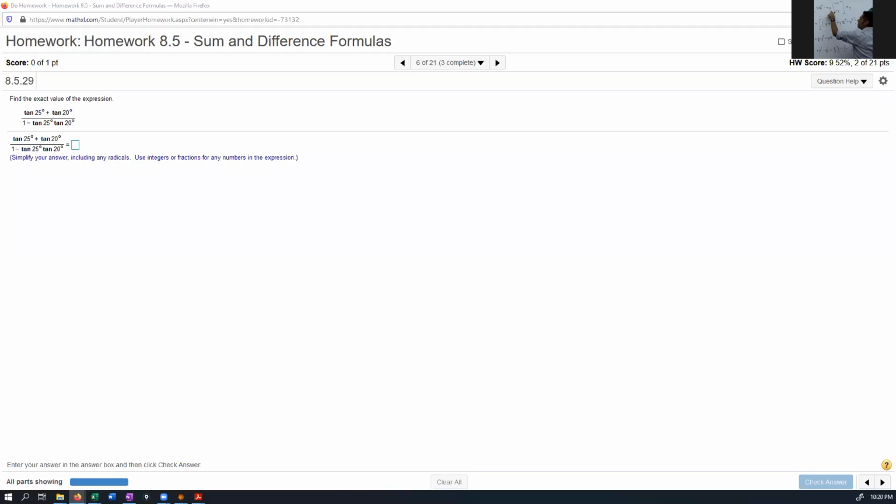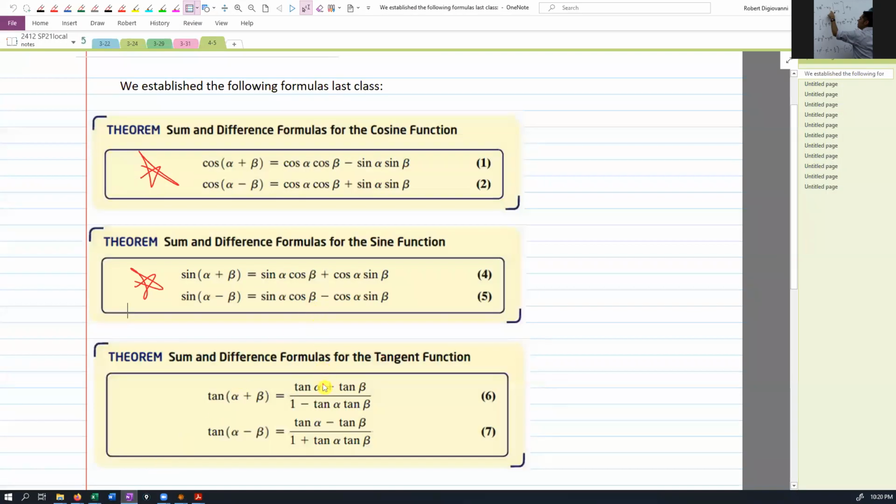All right, so this is another one where we're supposed to recognize this. So I bring up the formulas again. We're looking for tangent of something plus tangent of something else, and then we have 1 minus those two things multiplied. So in the formula, here's the one right here. And so you can see this is just tangent of alpha plus beta.